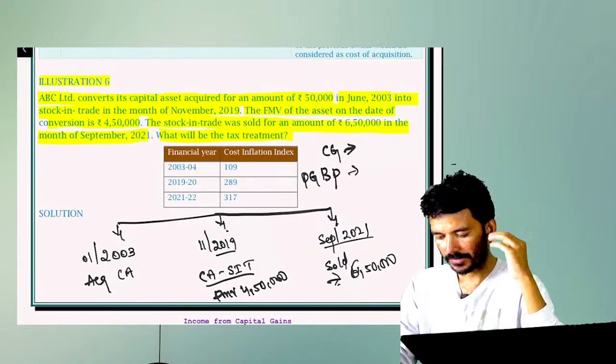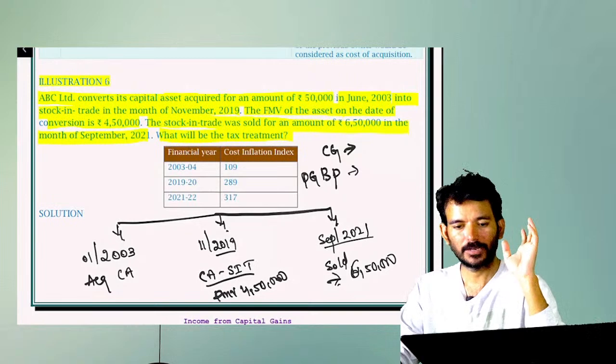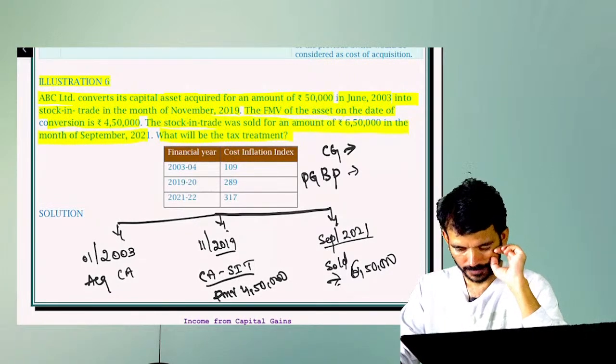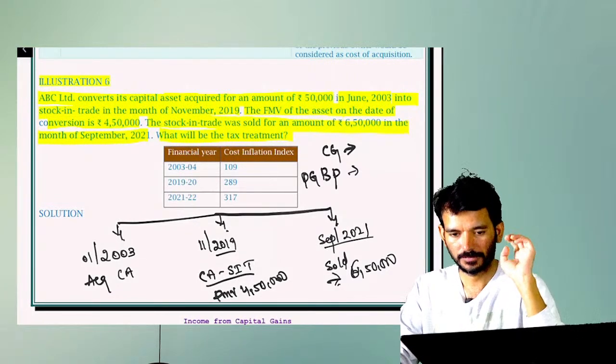You take the CII number given in the question only, it's fine. In examination, I'm sure you will take the new numbers.